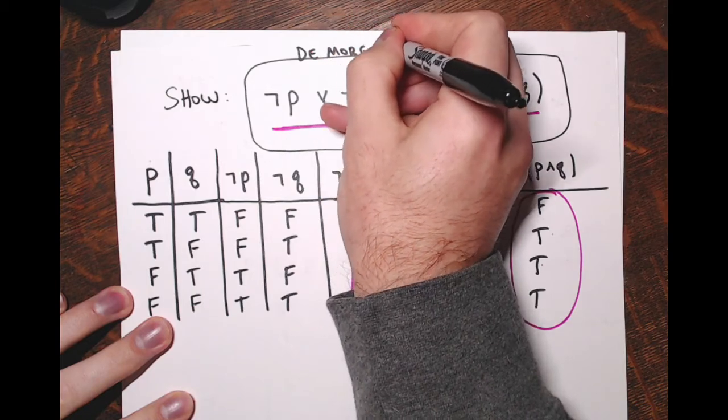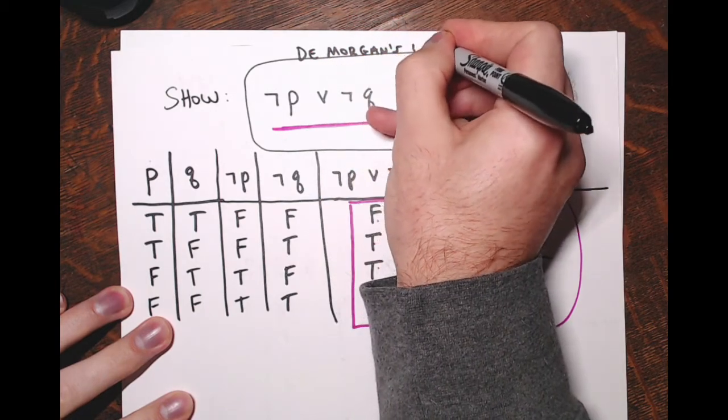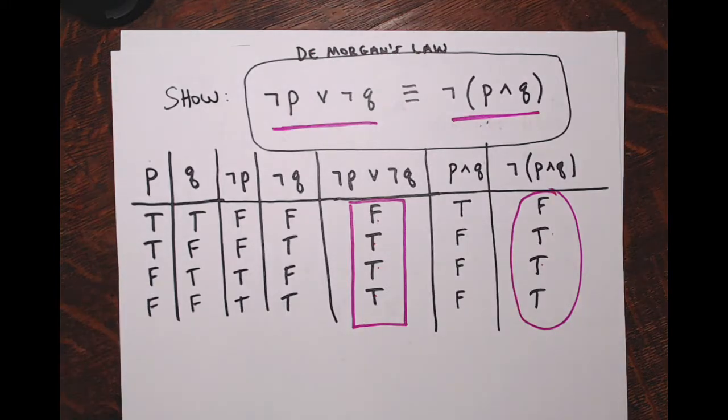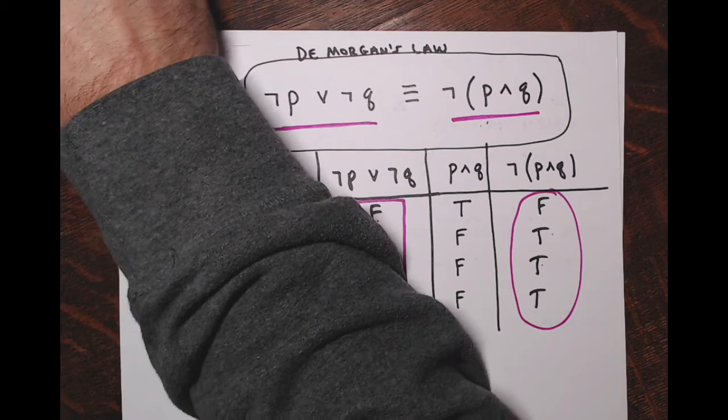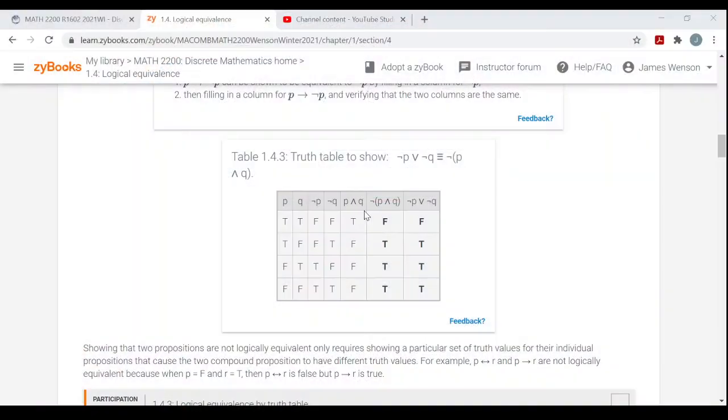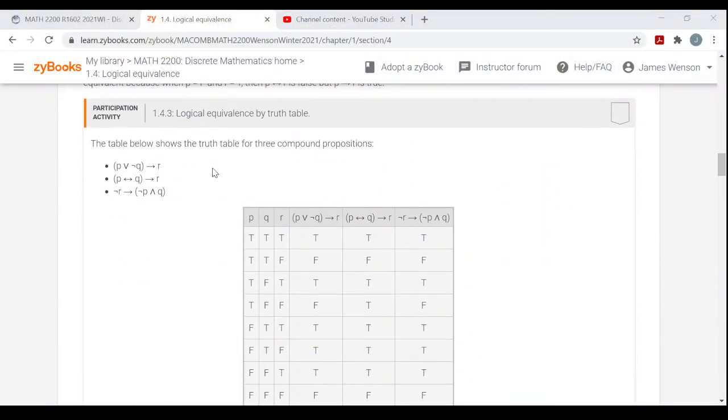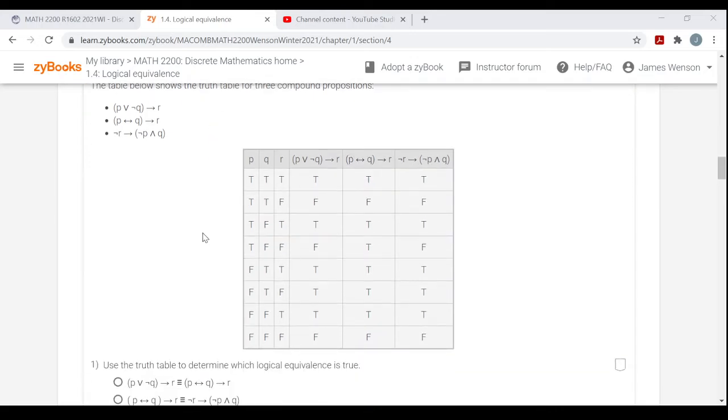De Morgan's, which we'll see in a little bit. Well, that's actually later in this same section. Okay. So back here, so you saw that. All right, so participation activity. I just didn't want to write this one with 8 rows, that's all.